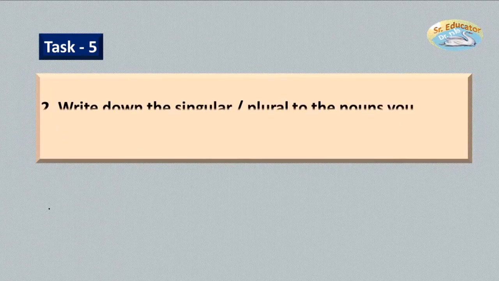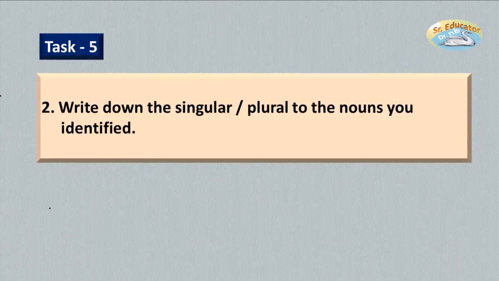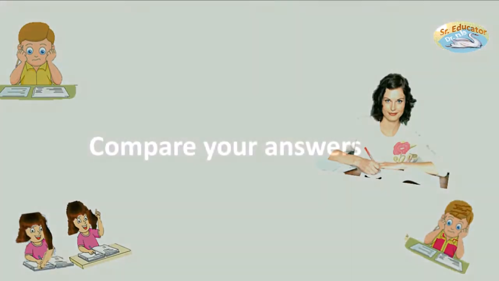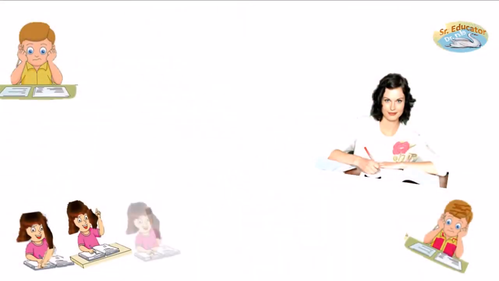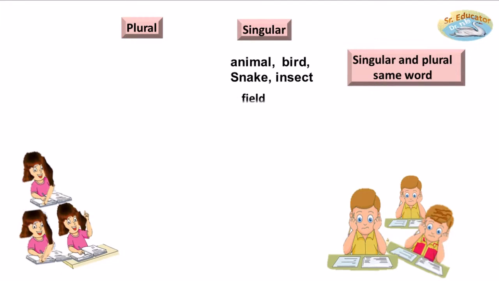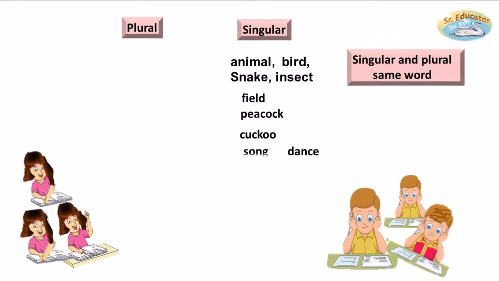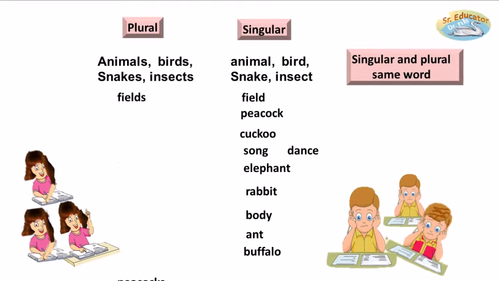Now, write down the singular or plural to the nouns you identified. Compare your answers after completion of your work in groups. Now you identify, singular has no S or any particle at the end. But in plural nouns, you will see that S is added to many nouns that you have identified from your passage, and somehow particles added at the noun in the later courses you can learn about them.